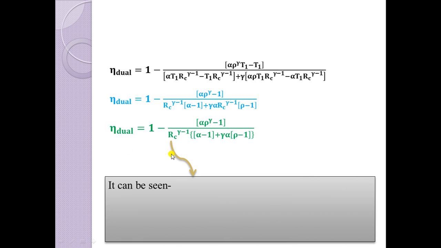We can observe some things based on the expression here. The pressure ratio, that is alpha, if it is less than 1, results in increased efficiency. So if you reduce the alpha value, in the numerator as well as in the denominator, we can observe an increase in efficiency.